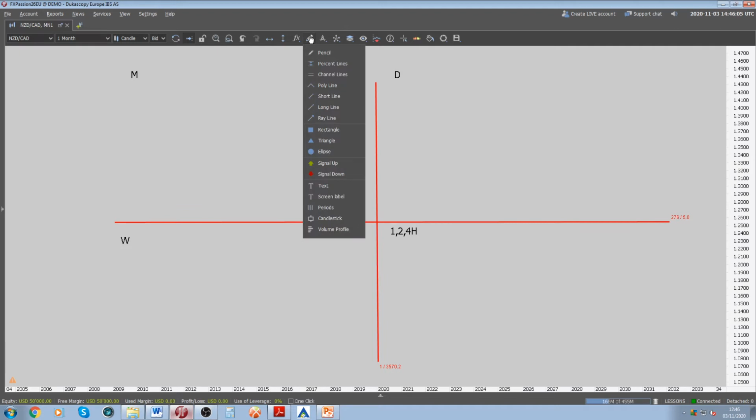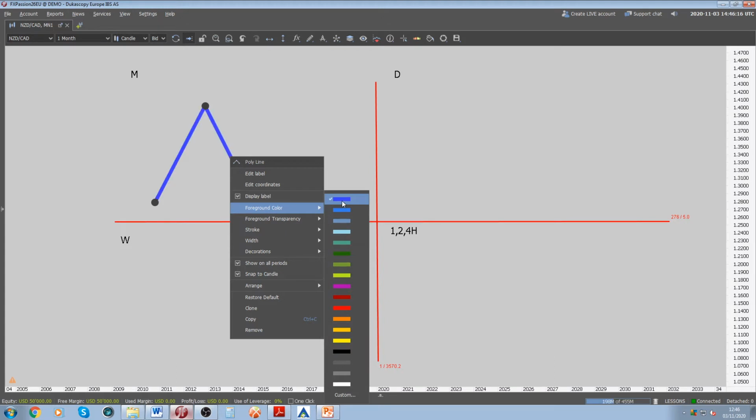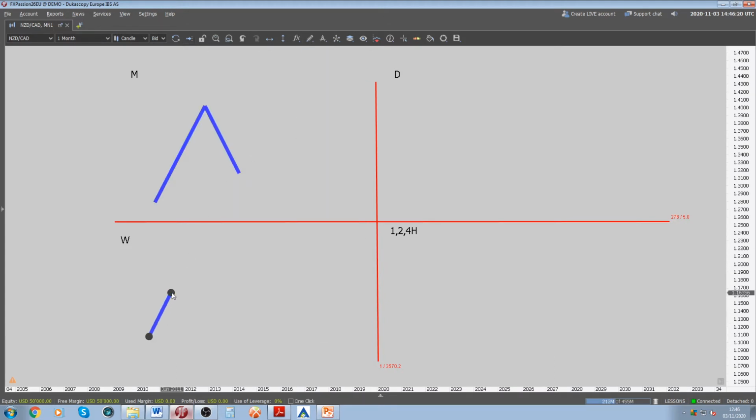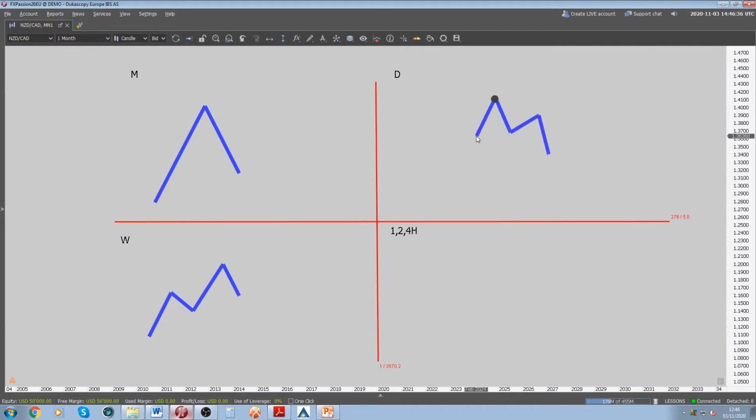In the meantime, everybody, what we learned so far, right? Let's say that the monthly chart is something like this. This is the monthly chart. And let's say that the weekly is something like this. And let's say that the daily is something like this.